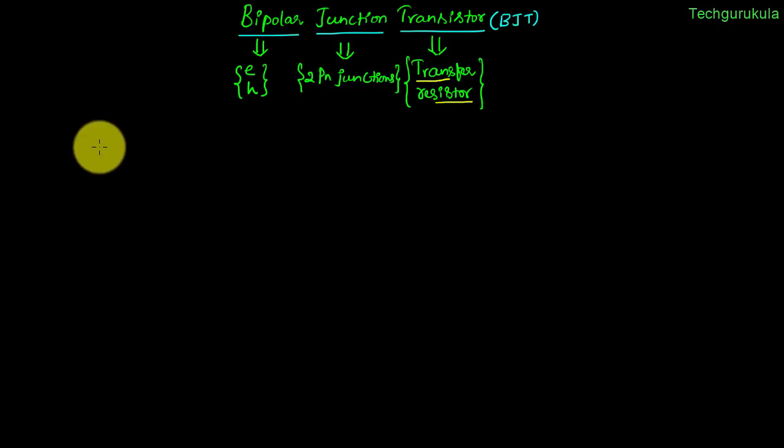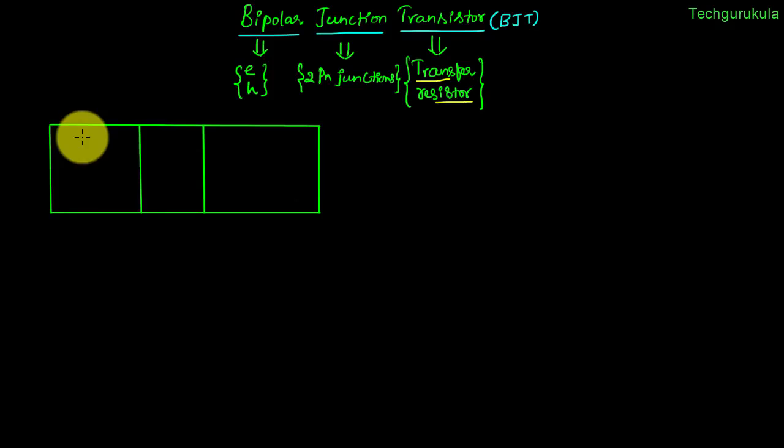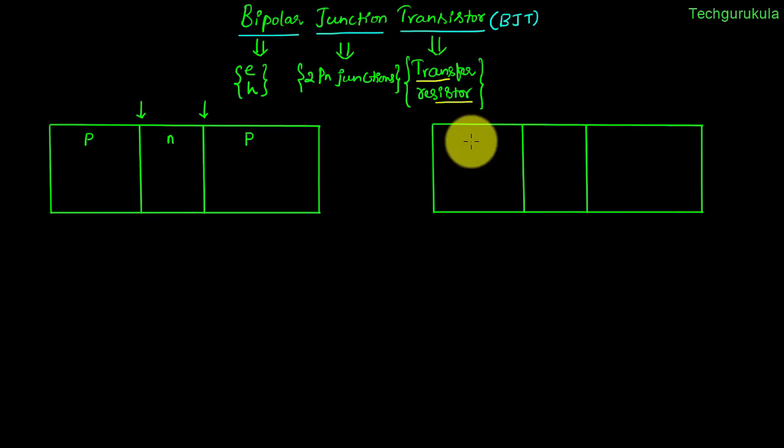We can form a two PN junction device like this, where this is P-type material, this is N-type material, and this is again P-type material. We have one junction formed between this P and this N, and another junction formed between this N and P materials. So basically we have two junctions. Similarly, we can have N material, P and N material. We have one junction here and a second junction here.